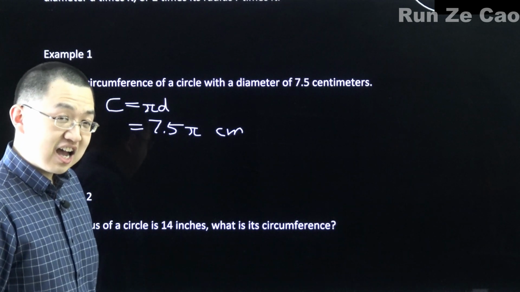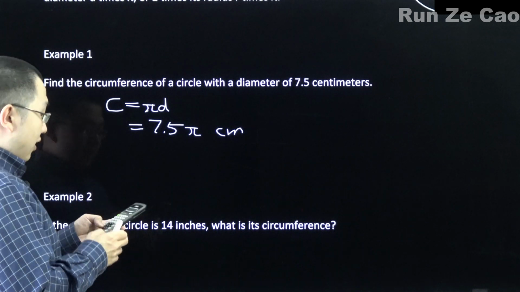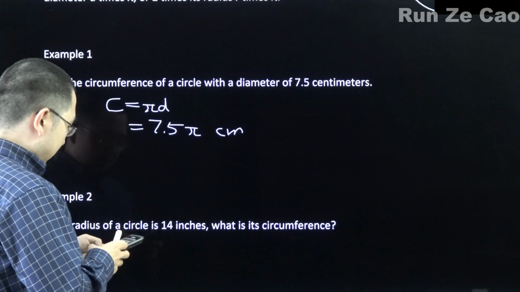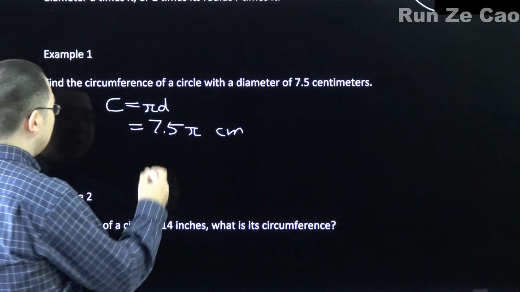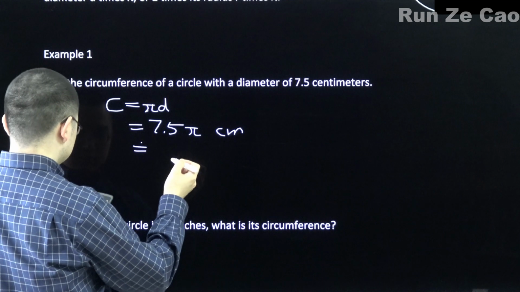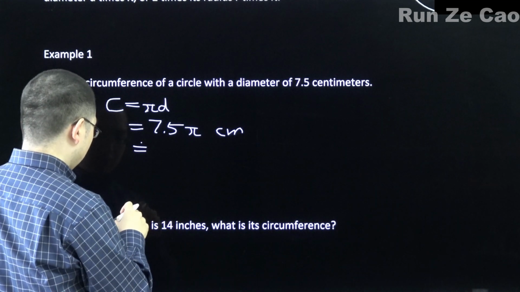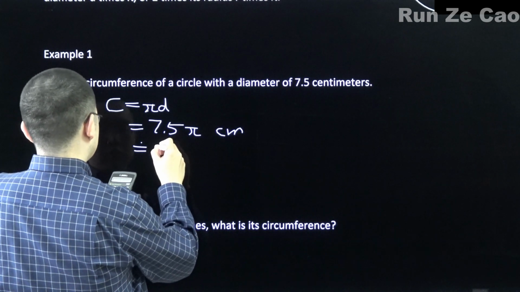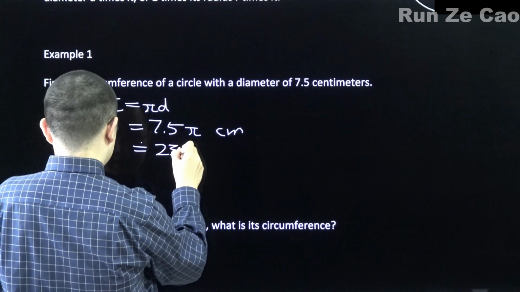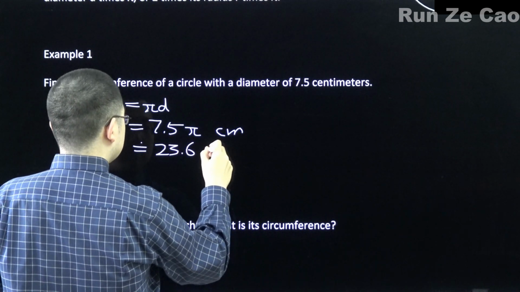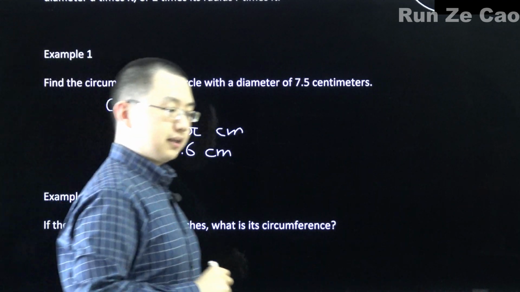What are you doing? Yeah, no. So that's why we have these things called approximations. And this would be approximately, if you round to the nearest tenths, i.e. the 0.1 digit, or one decimal place, you end up with 23.6 centimeters, approximately.